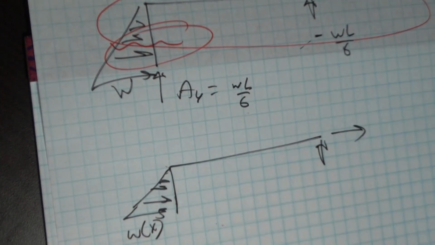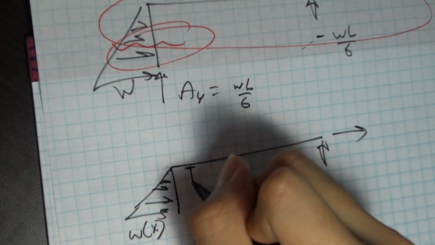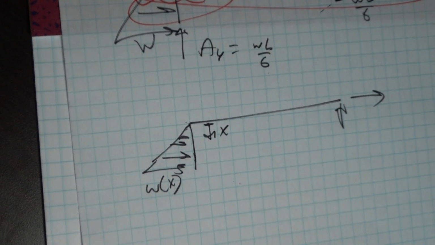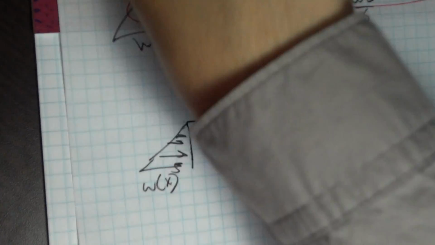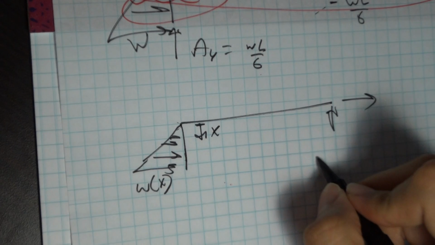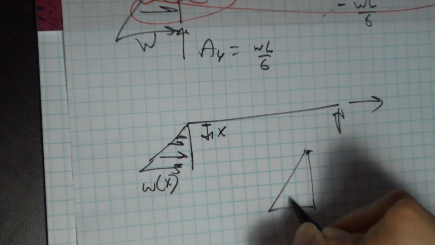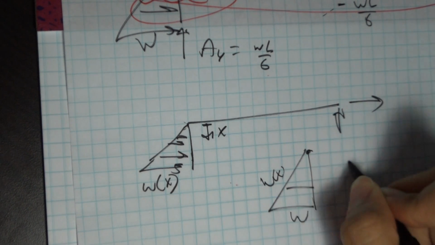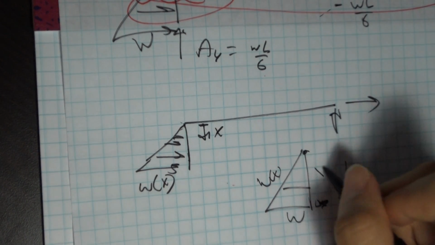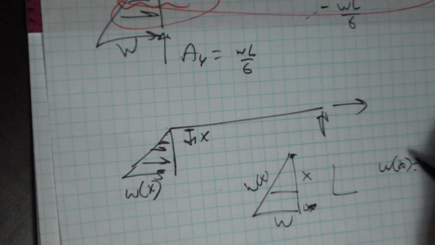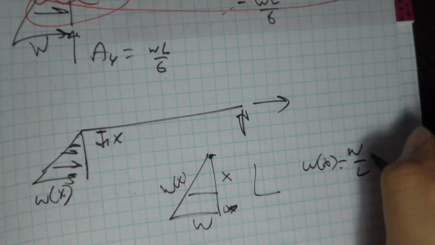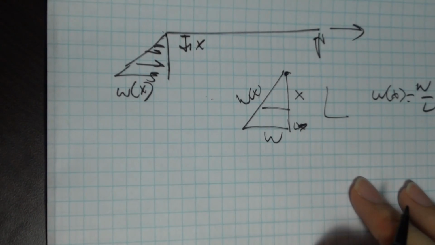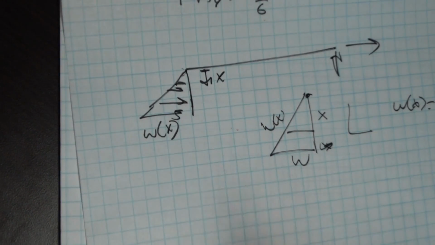And I'm going to make my x direction going this way. If I do that, then I have a normal triangular load, right? My triangular load is exactly what we had before. My Wx is going to be equal to W on L times x. And I can solve this exactly like I did before.